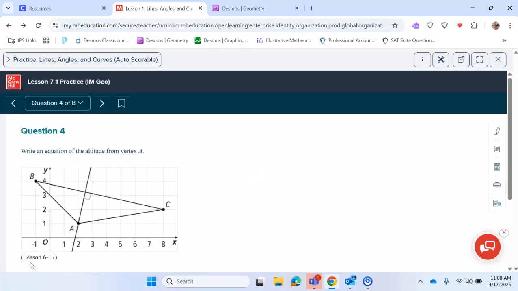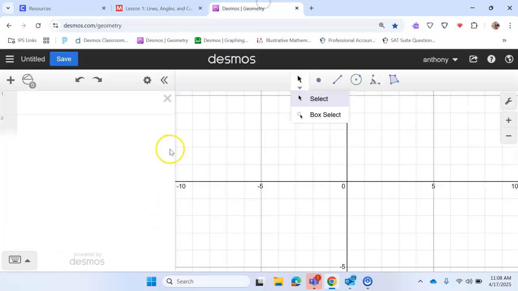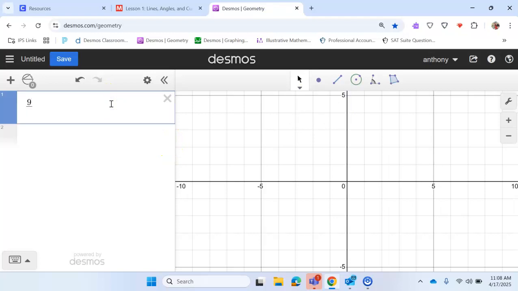Question 4. Write an equation for the altitude from vertex A. Okay, so they want us to write an equation for this line. I can't really determine the slope of that line, but I see it is perpendicular to BC, which has a slope down to the right 9, -2/9. So a slope that is perpendicular would be positive 9/2.